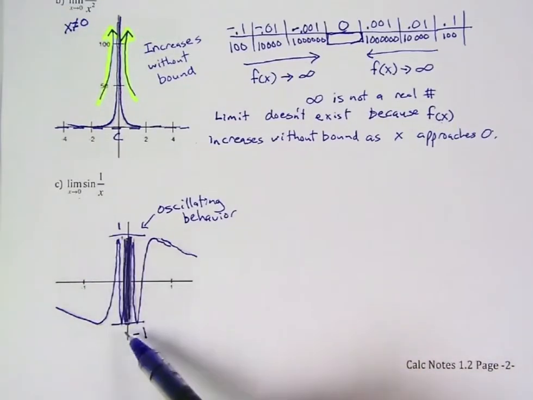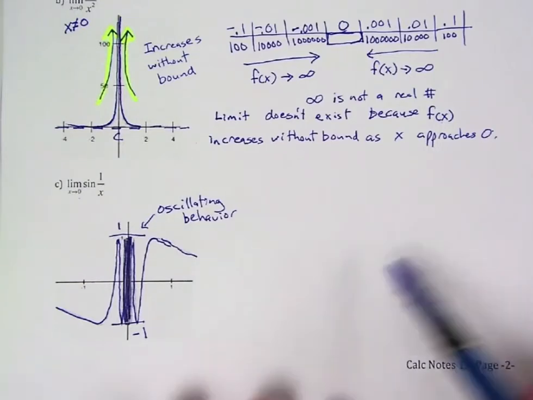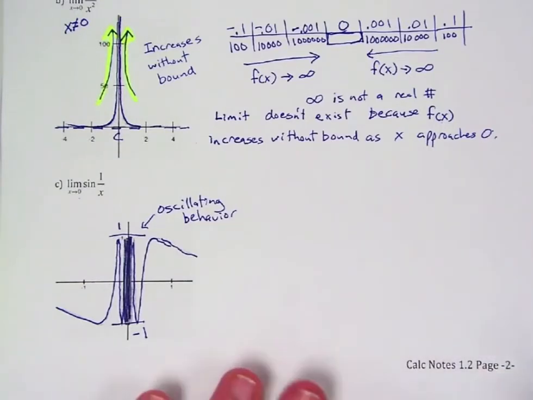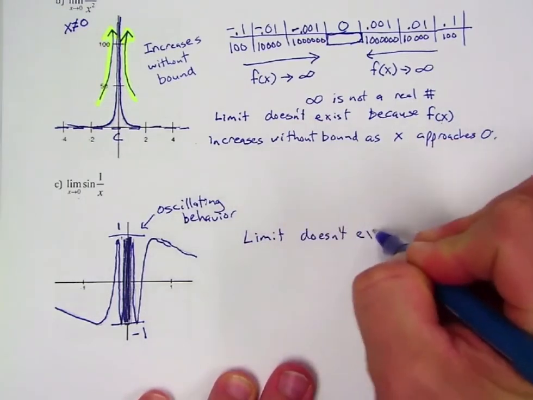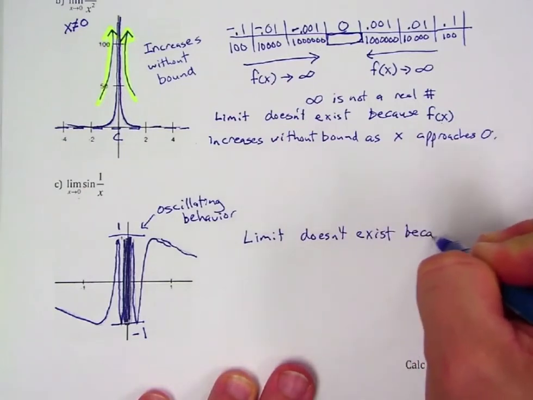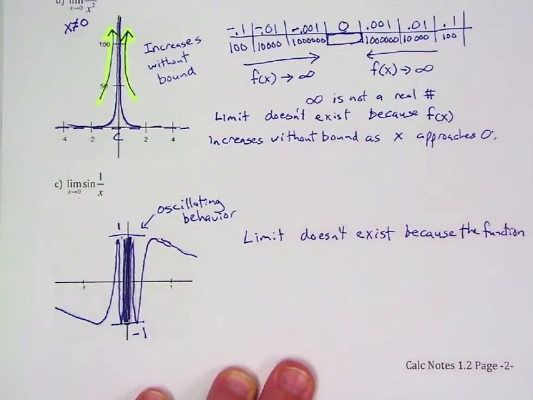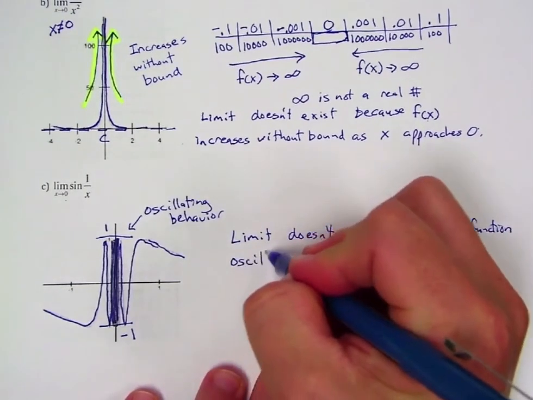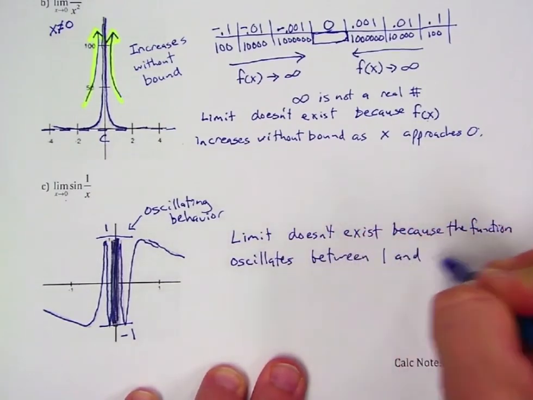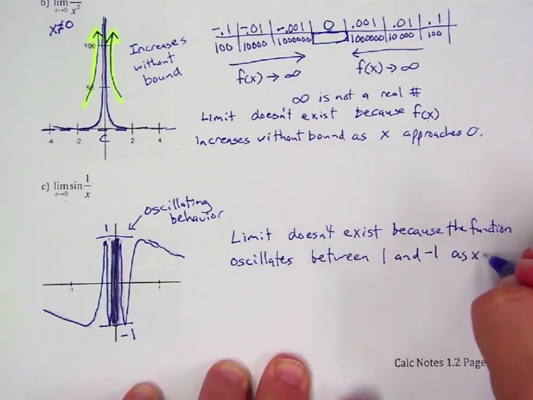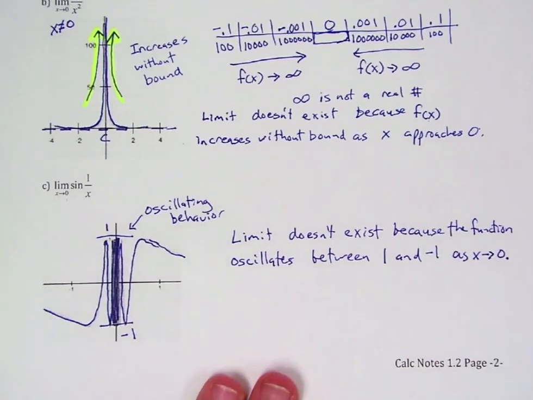Now for these ones, we're not actually going to use a table of values. You can look in your textbook if you're interested about that, but that's going to be outside of what we're going to be doing here. So for now, you can just say limit doesn't exist because the function oscillates between 1 and -1 as x approaches 0. And you can leave it at that.